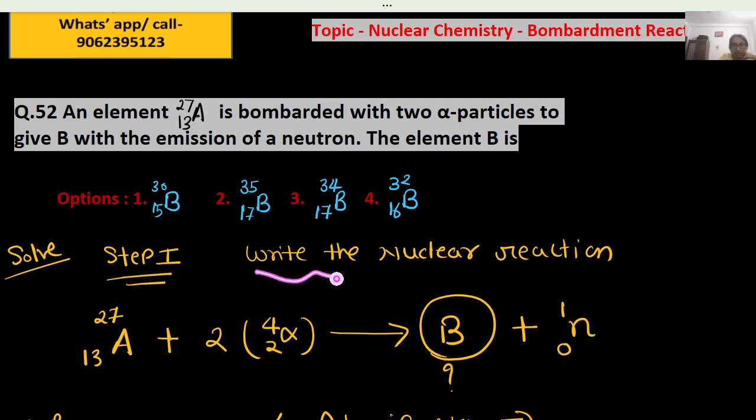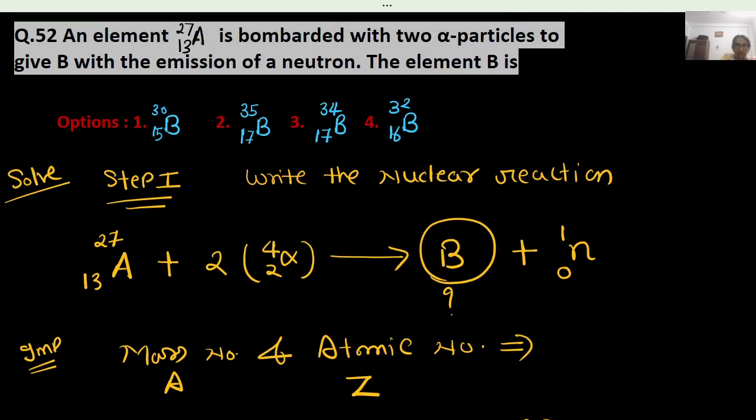Step number one is to write the nuclear reaction. According to our question, element A is bombarded with 2 alpha particles. An alpha particle has mass number 4 and atomic number 2, so we put the value 2 here. After bombarding these alpha particles on element A, we will get a product B.